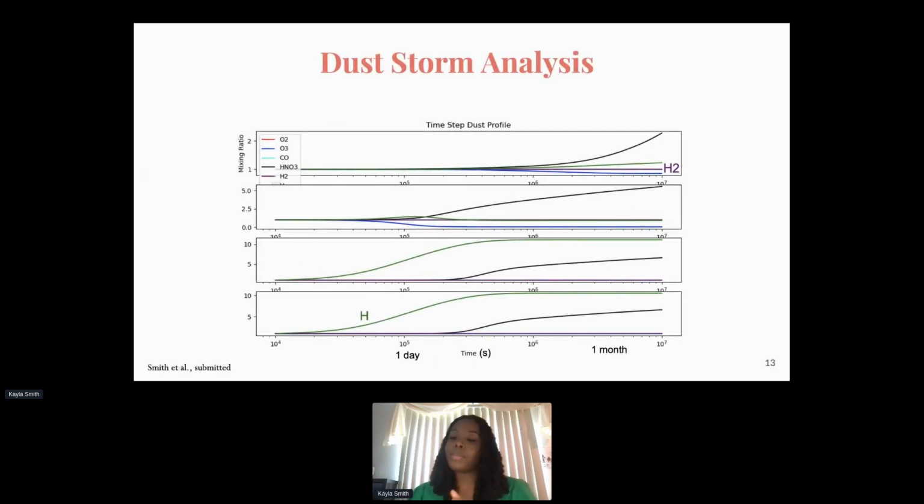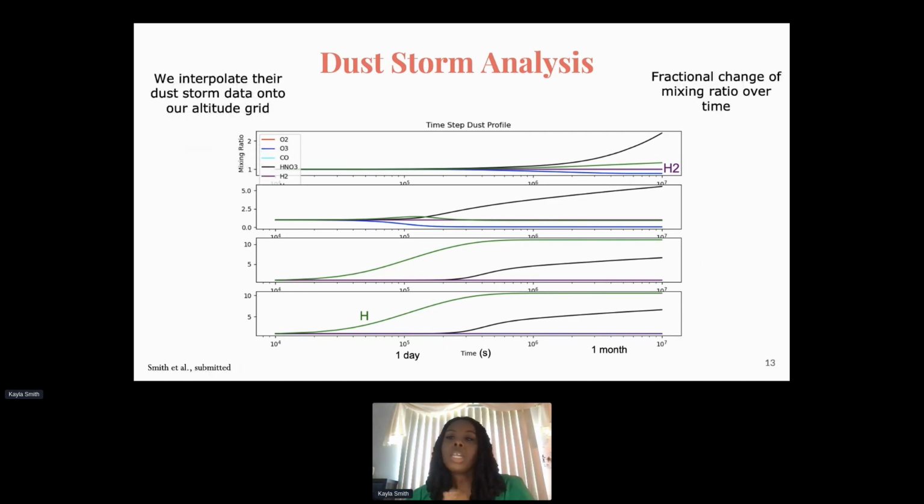Okay, so the dust storm analysis. I wanted to understand how dust storms were impacting near surface chemistry, and especially hydrogen escape from the atmosphere on Mars. We looked at Chaffin et al. 2017, took his data, and again interpolated that onto our altitude grid. This is the fractional change of mixing ratio over geologic time. The X is in seconds and the Y is the ratio of the mixing ratio, where we took the new cross sections divided by the old cross sections.